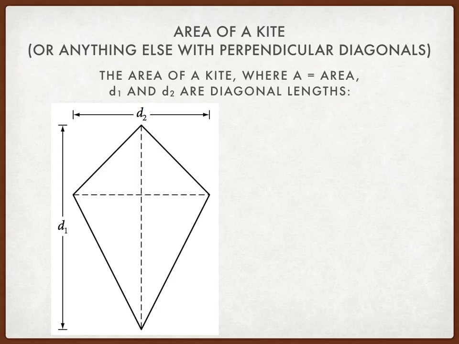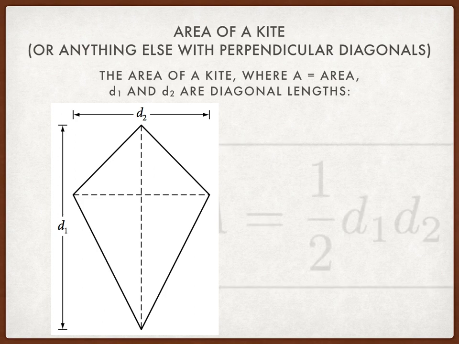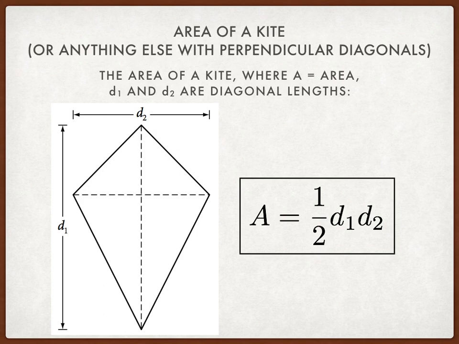Next, the area of a kite, or anything with perpendicular diagonals, is 1/2 times the product of the diagonals, d1 times d2. So anything else with perpendicular diagonals, this will be good for rhombuses, rhombi, and squares. So why does this formula work?